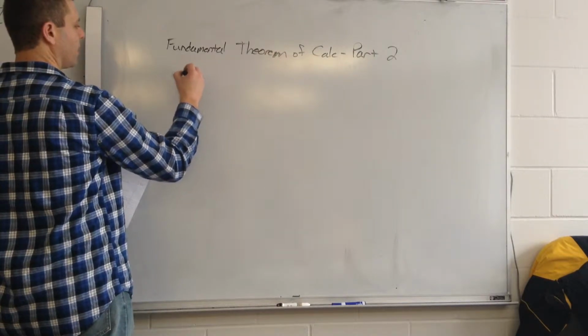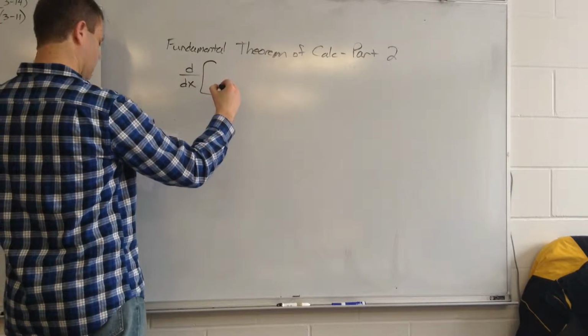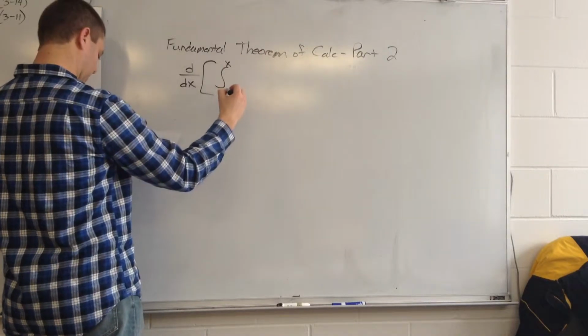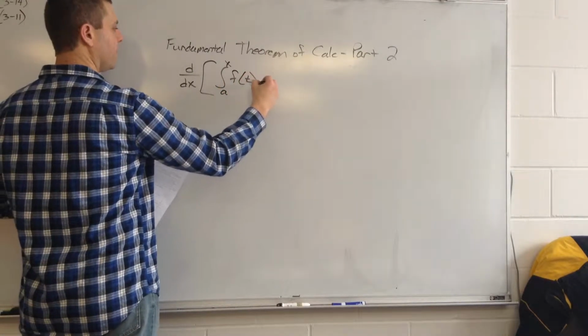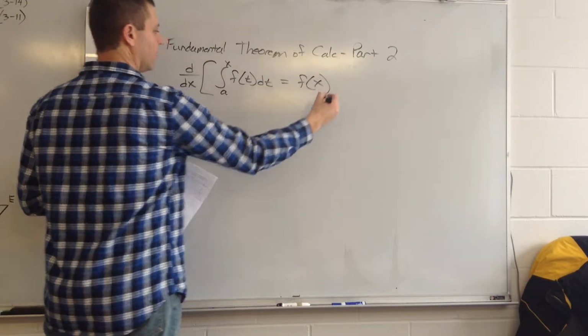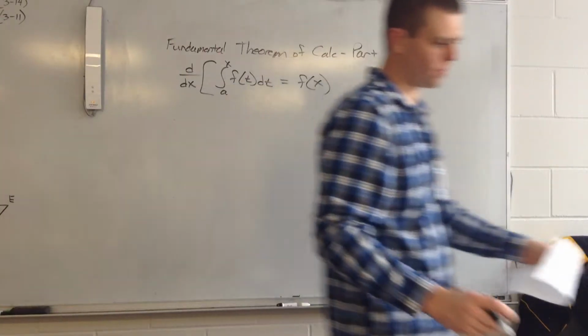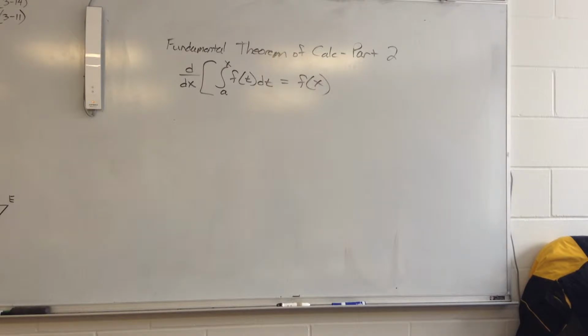Here's what it says, and I'll try and go through an example of it. The derivative of the antiderivative from a to x of f of t dt would equal just f of x itself. Right? So let me try to explain a little bit what that is saying.